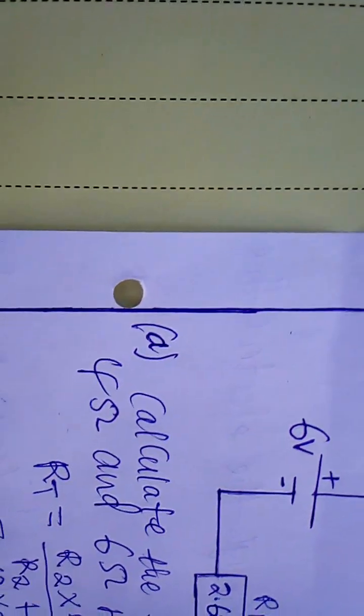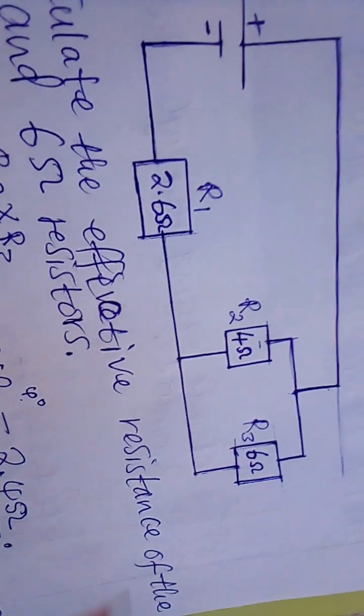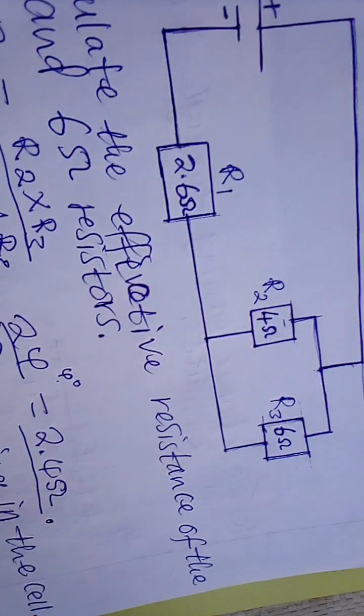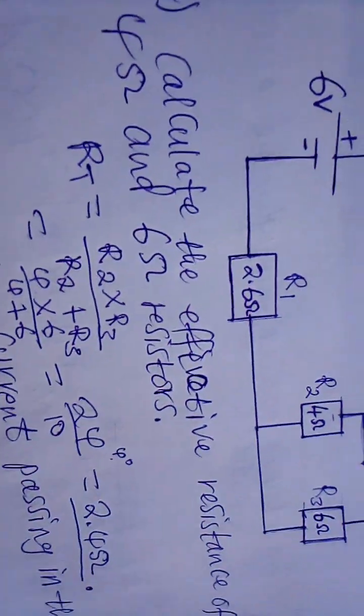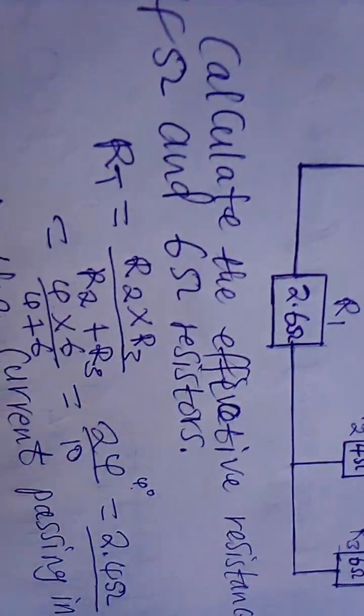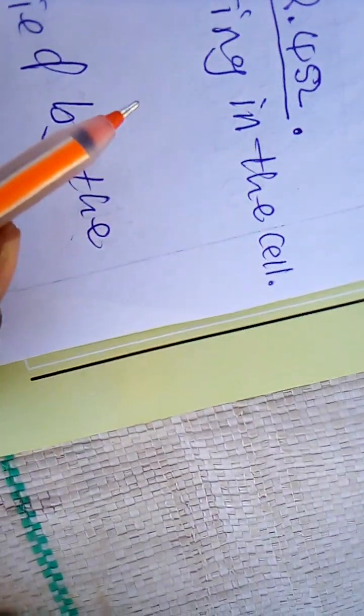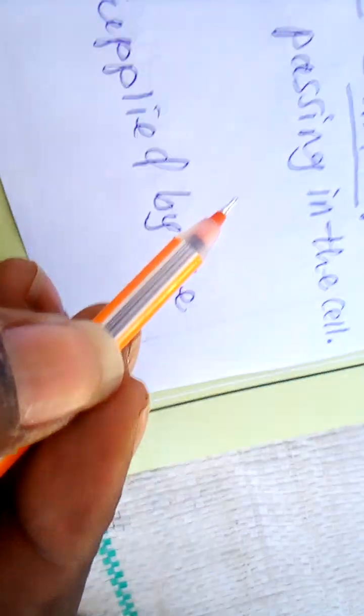So for this question, we have calculated the effective resistance of the 4 ohm and 6 ohm. All right, let's go on to the next question. Question B: calculate the current passing in the cell. What is the current that is passing in the cell?